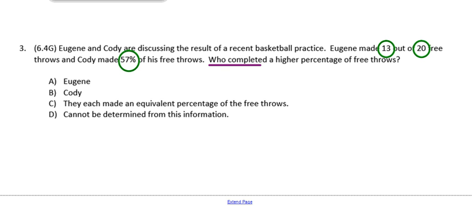Question 3. Eugene and Cody are discussing the result of a recent basketball practice. Eugene made 13 out of 20 free throws, and Cody made 57% of his free throws. Who completed a higher percentage of free throws? So you're going to need to find the percent for both. Would that be Eugene, Cody, they each made an equivalent percentage of the free throws, or cannot be determined from this information? And show your work.